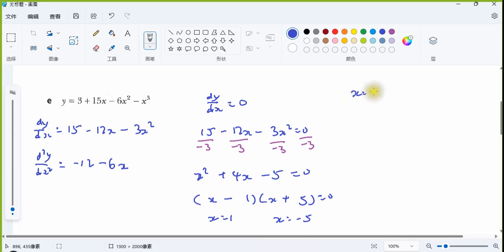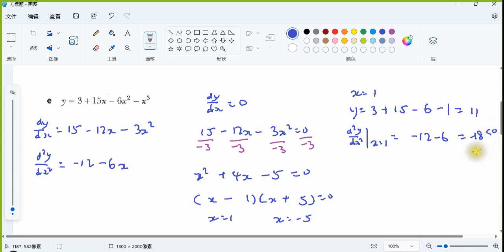So when x equal to 1, y equal to 3 plus 15 minus 6 minus 1, then it is 11. So we have (1, 11). And the second derivative when x equal to 1 is negative 12 minus 6, negative 18, less than 0. So it is a maximum. So (1, 11) is the maximum point.